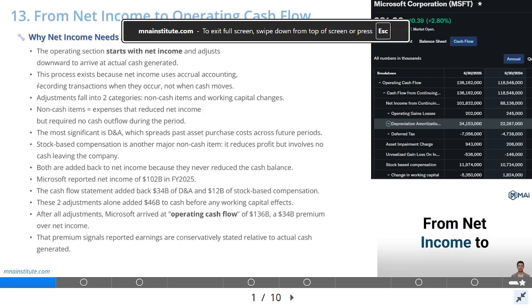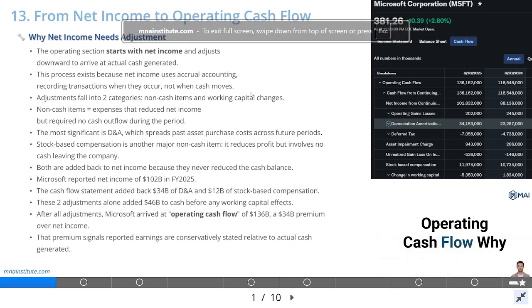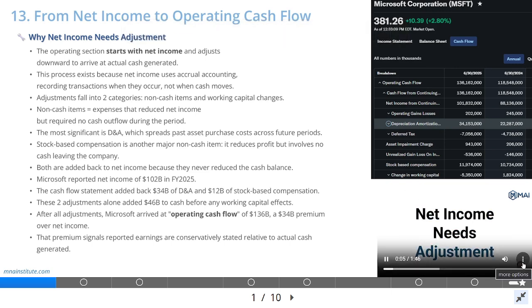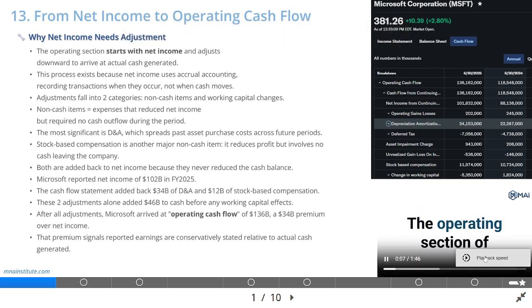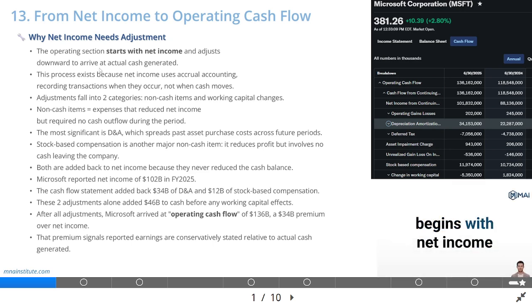13. From net income to operating cash flow. Why net income needs adjustment. The operating section of the cash flow statement begins with net income and works downward through a series of adjustments to arrive at the actual cash the business generated.